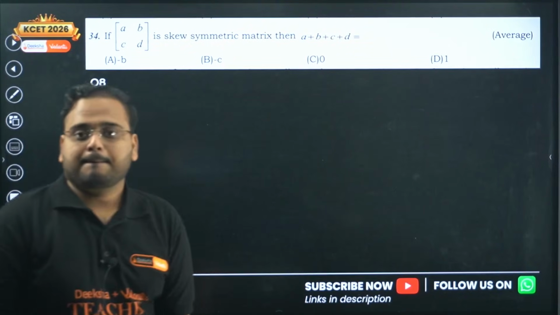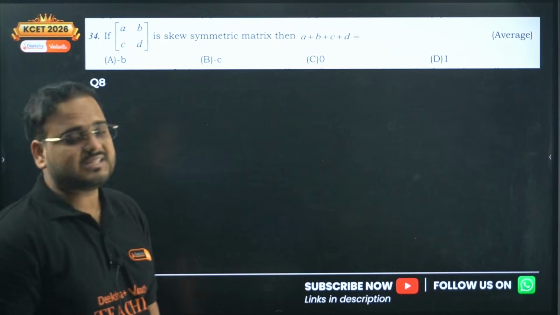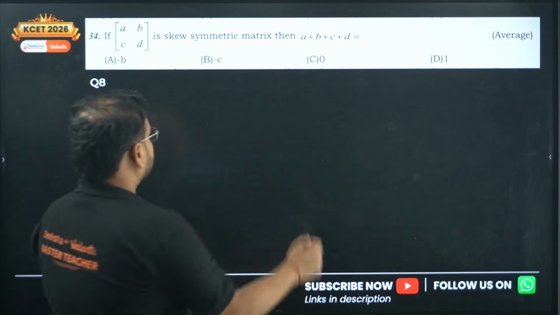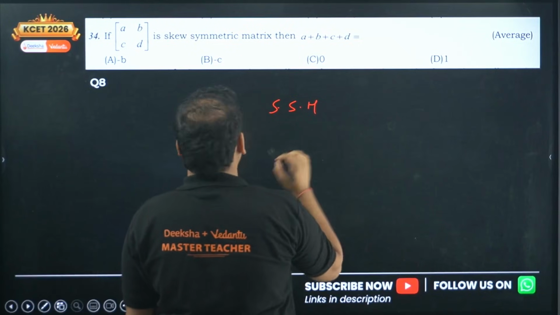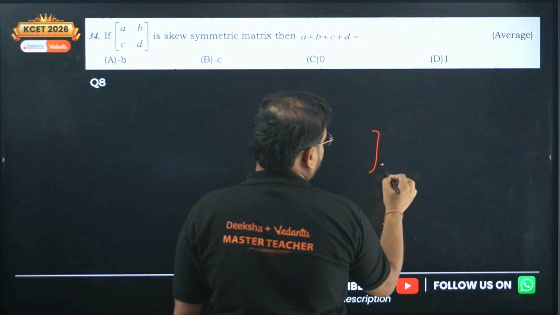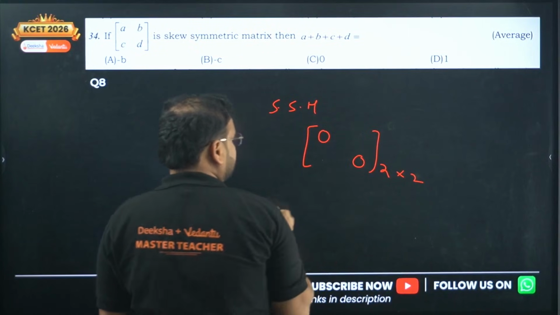Eighth one. If A, B, C, D is a skew symmetric matrix, then A plus B plus C plus D is what? Okay, they're saying the skew symmetric matrix. So one thing is very clear about a skew symmetric matrix of order 2 cross 2, that the diagonal will be 0 actually. Diagonal elements will be 0.